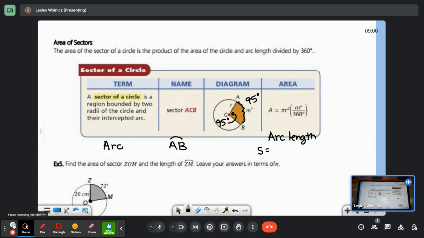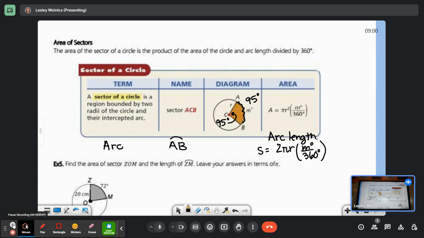So what we did was we took not the whole circumference of the circle, but only these 95 degrees of the whole circumference of the circle, right? So we took the circumference, 2 pi r, and we multiplied it by m degrees over 360. You guys remember this? I do.